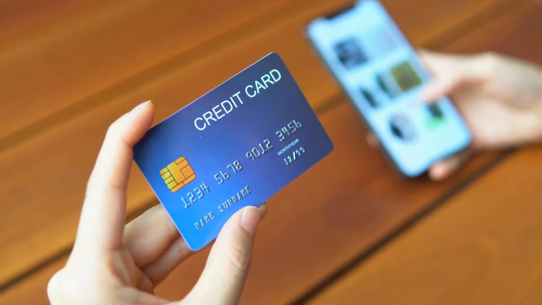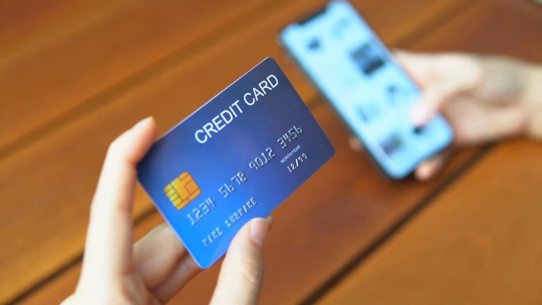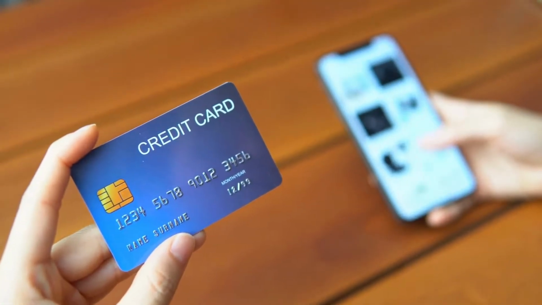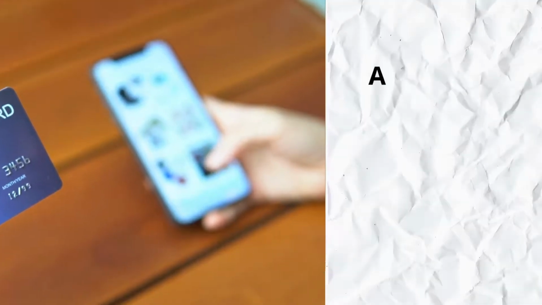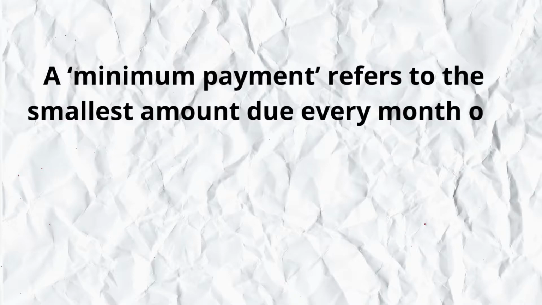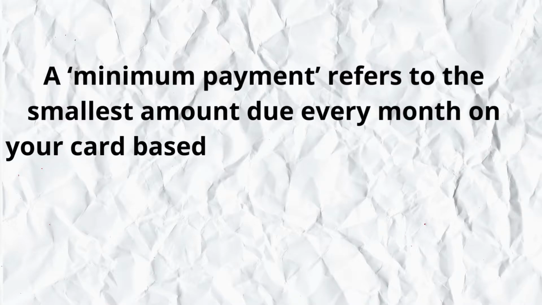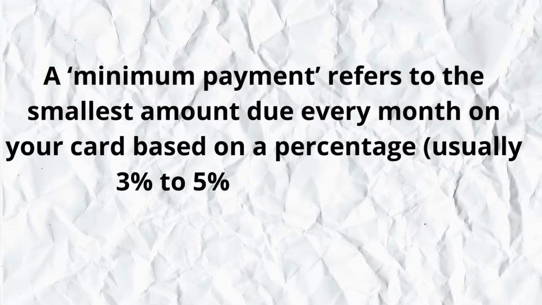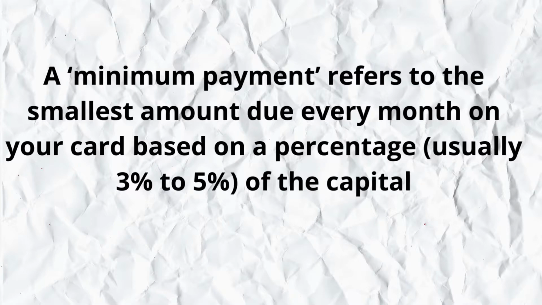Debit card payments come off a current account, while credit card payments are made using credit, which you'll have to repay with interest later. A minimum payment refers to the smallest amount due every month on your card, based on a percentage, usually 3 to 5% of the capital. The minimum payment tends to include interest for the month, potential charges for default payments, and if there are any annual fees, part of that might be included as well.